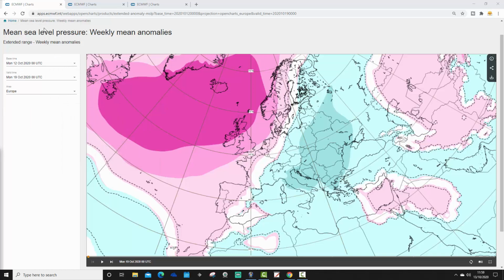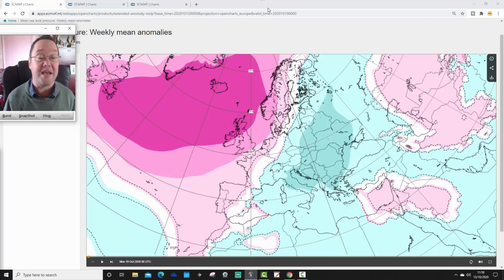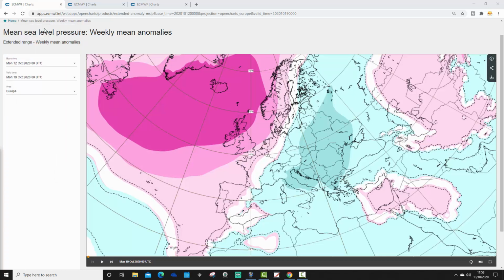Let's get on with it then. I'm going to start off with mean sea level pressure. I'll just say that coming up later on, Dave has got the 10 to 14 day video update as always, with all the regular features, coming up for you this afternoon. Right, so let's get on with it then.